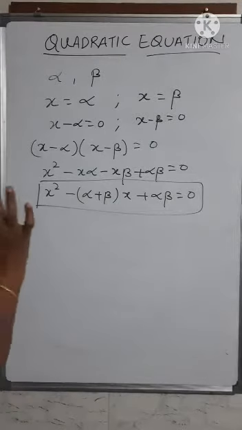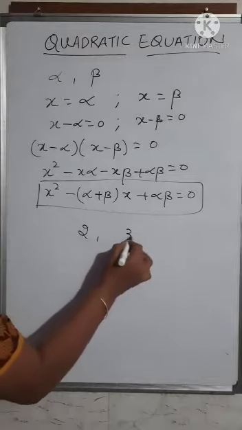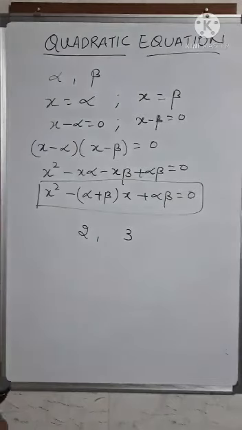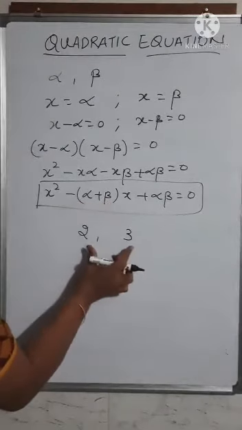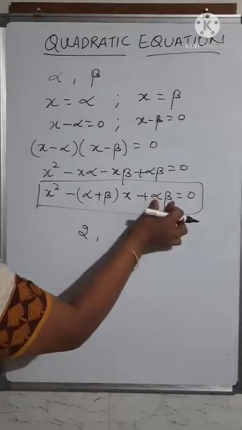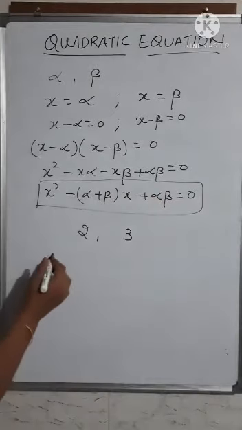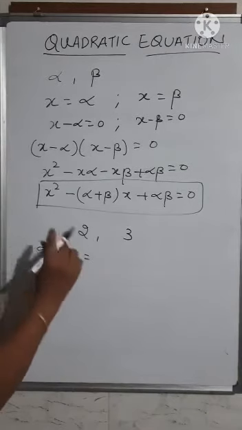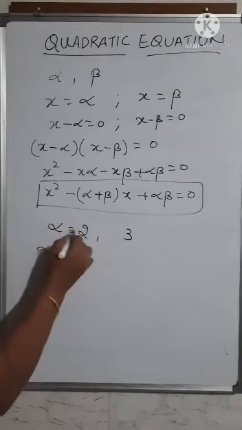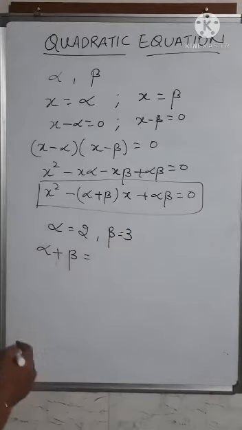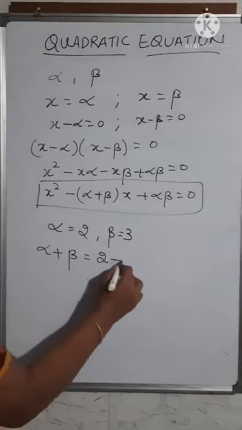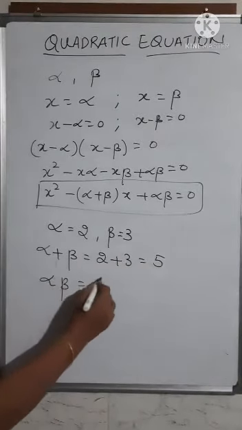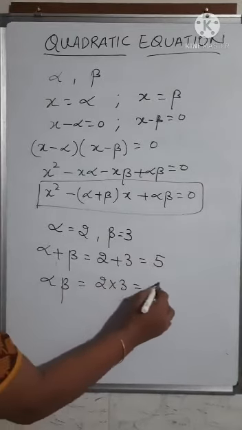Now for an example to show you that, suppose 2 and 3 are the roots of a quadratic equation, then you have to get the quadratic equation. For that, you have to add the two roots, multiply the two roots, and frame the quadratic equation. So you're first finding out alpha plus beta. To start with, you're going to consider this as alpha and this as beta. Then alpha plus beta is equal to 2 plus 3, which is equal to 5. Now you have to find out alpha into beta, which is 2 into 3, which is equal to 6.